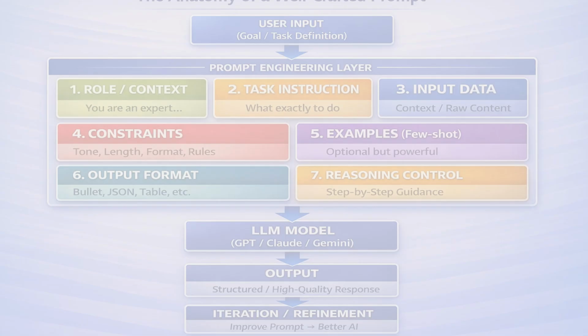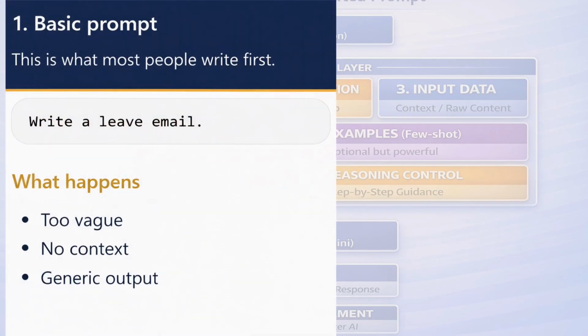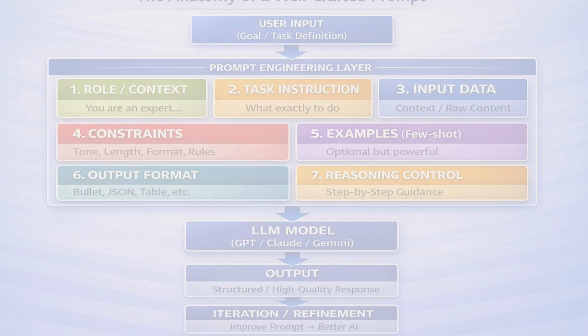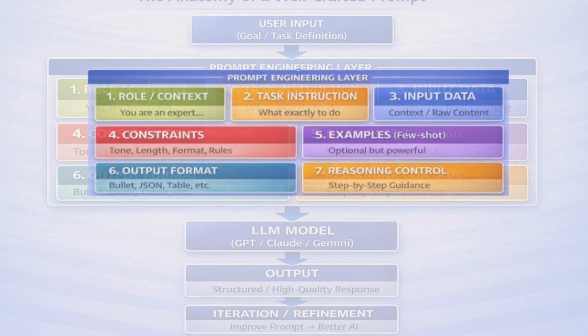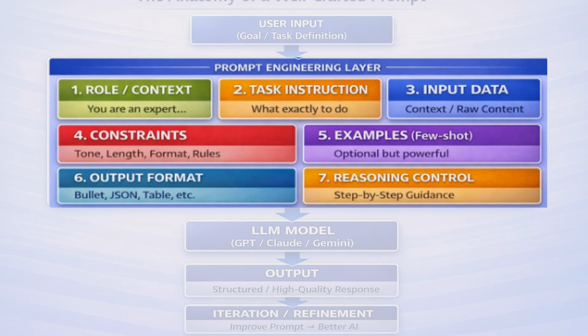Let's say you want your AI to write a mail. So do not give the prompt like this: "write a leave email." This is a very basic prompt. It has no context, just a single line prompt. Now we will take this basic prompt and refine it with prompt engineering techniques, with each component of the prompt layer.